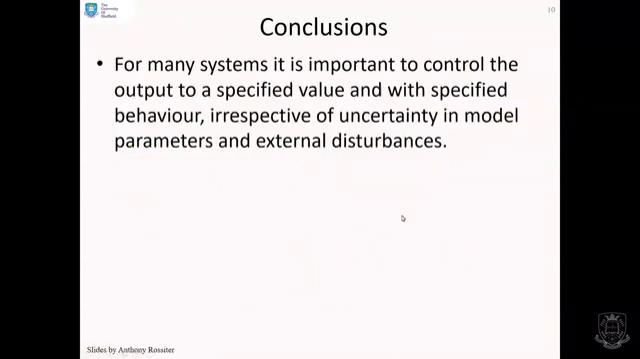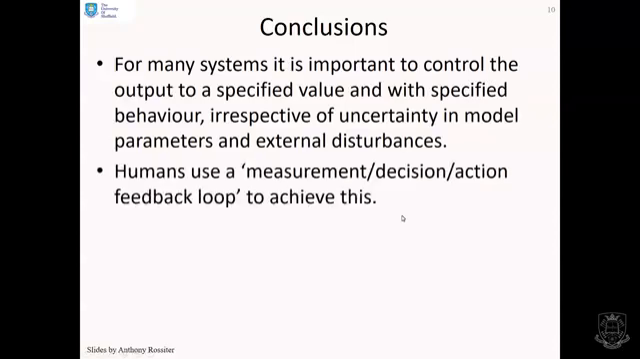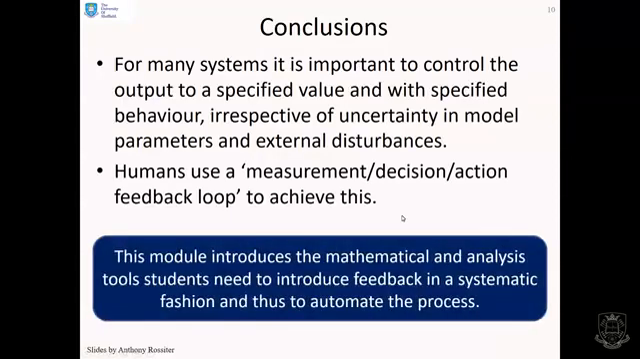Conclusions then. For many systems, it's important to control the output to a specified value and with specified behaviour, irrespective of uncertainty in model parameters and external disturbances. Humans use a measurement, decision, action feedback loop to achieve this. Okay, and what we've shown is that this works, and this module is going to focus more on the mathematical and analysis tools that students will need to introduce feedback in a more systematic fashion. So obviously I've just shown you some conceptual pictures and ideas here, but we need to be a lot more systematic and analytical in how we tackle this.